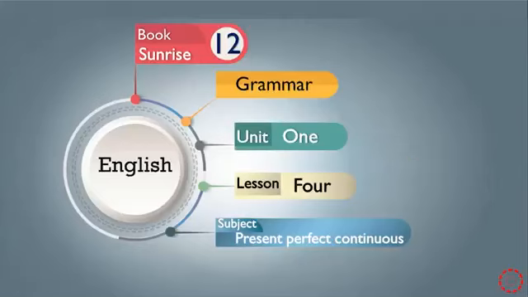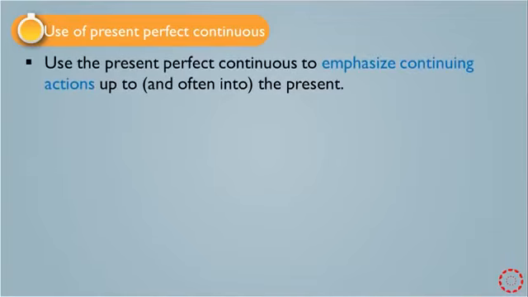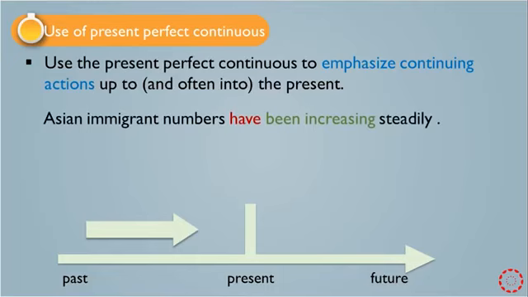Today in Unit 1, Lesson 4, we are going to talk about another tense in the English language, which is present perfect continuous. Use of present perfect continuous. We use the present perfect continuous to emphasize continuing actions up to and often into the present. Look at this example. Asian immigrant numbers have been increasing steadily.